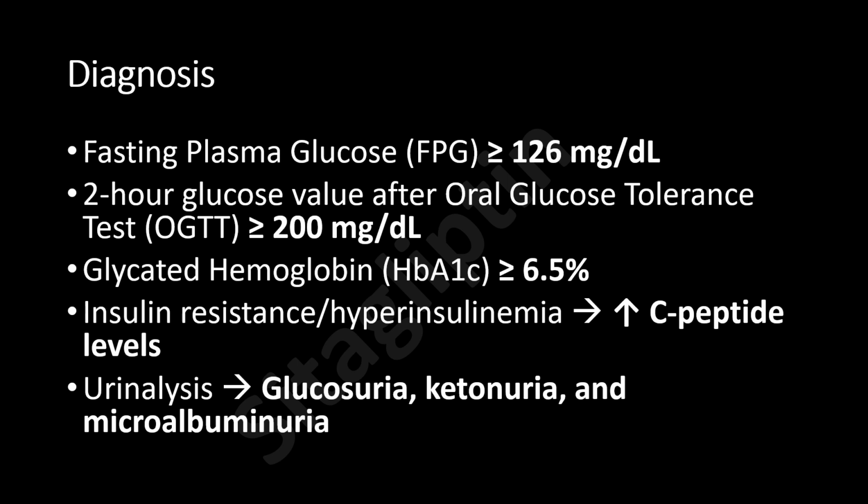When we talk about the diagnosis, there are two basic, very important criteria which need to be met to classify someone as diabetic. First of all, the FPG, fasting plasma glucose, needs to be 126 mg/dL or greater than that. After a 75 g bolus of glucose, which is also known as the OGTT, oral glucose tolerance test, if we measure the blood sugar after 2 hours and it's above or equal to 200 mg/dL, then that patient can be classified as diabetic.